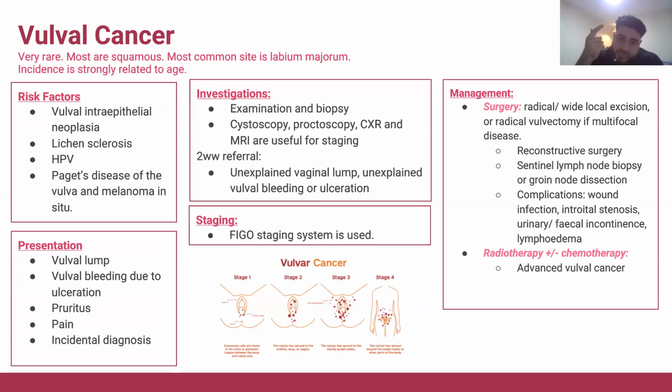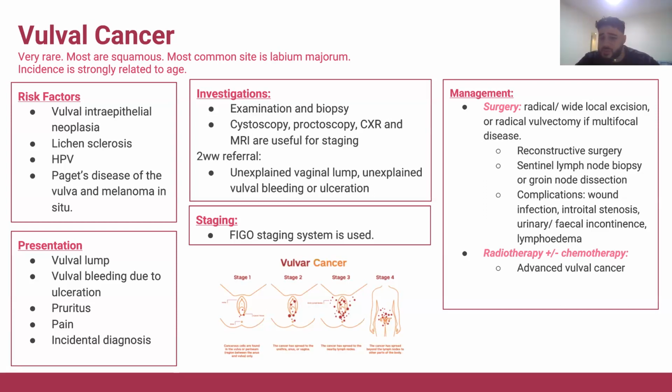And you'd also want to potentially consider things like a cystoscopy, proctoscopy, just to see if there's cancers that have moved anywhere from the vulval cancer. So, for example, into the bladder, or also staging with regards to MRI, as always. And a 2-week wait referral is basically if there's any unexplained vaginal lump or unexplained vulval bleeding or ulceration, you will give the patient a 2-week wait referral for vulval cancer.